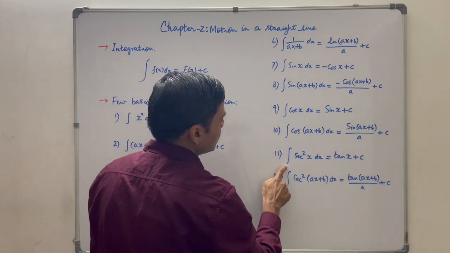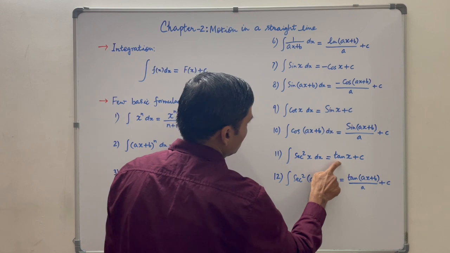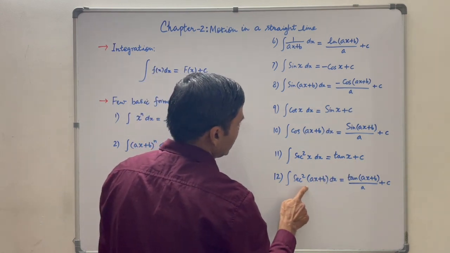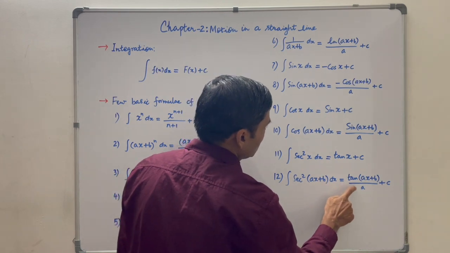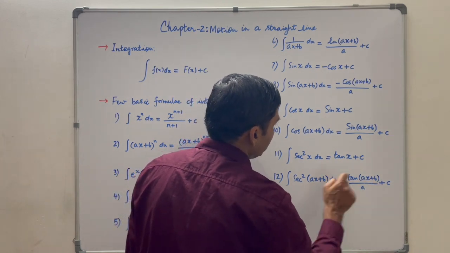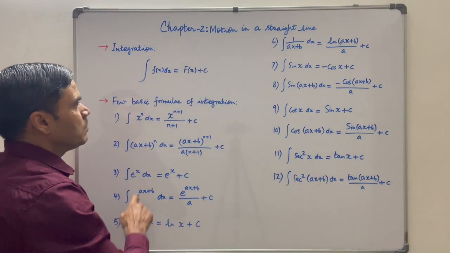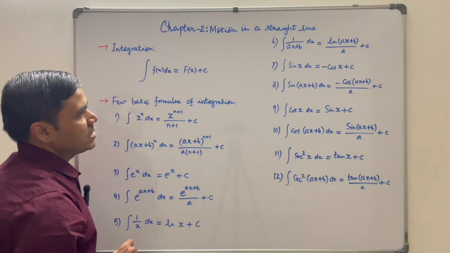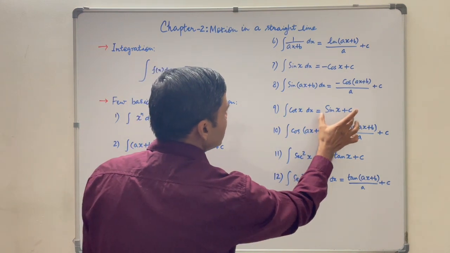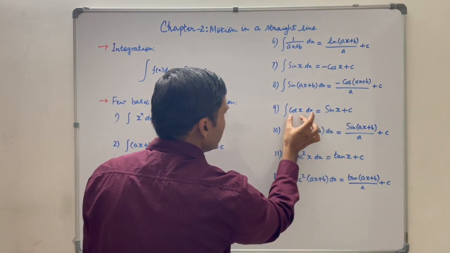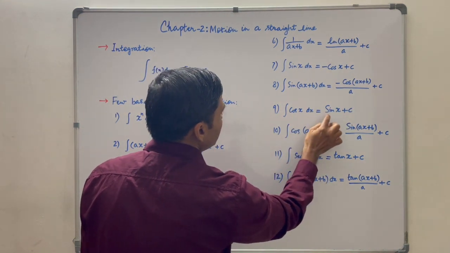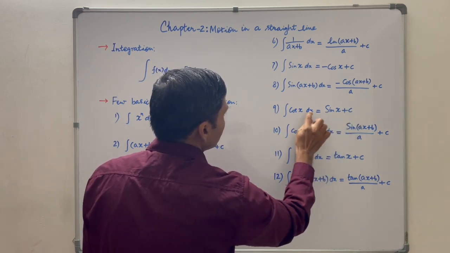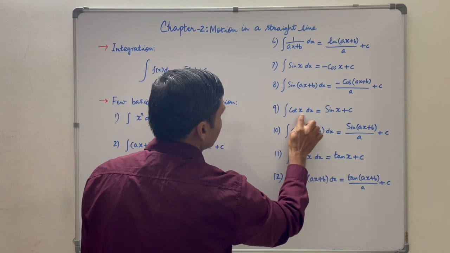Eleventh one, integration of sec square x dx is equal to tan x plus c. And the last one, integration of sec square(ax plus b) dx is equal to tan(ax plus b) upon a plus c. You can note them down and memorize. The cross verification is, if you differentiate the right side, you will get this function. For example, sin x plus c. When you differentiate this, you will get cos x plus 0, meaning cos x.